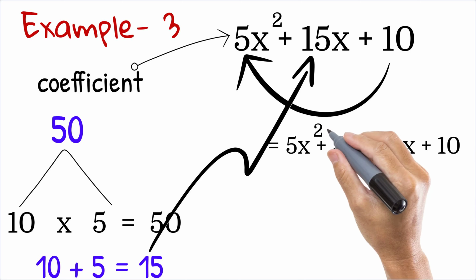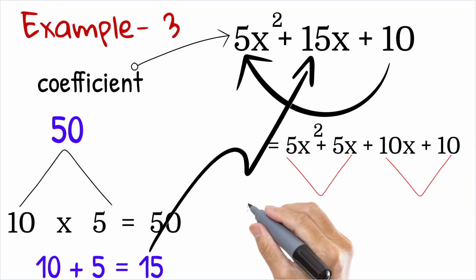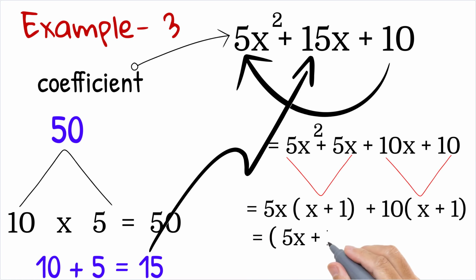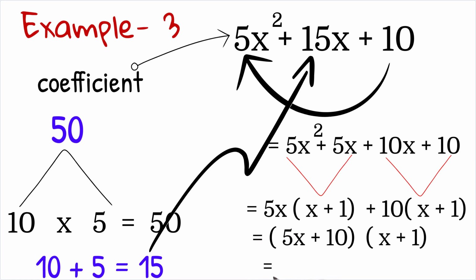Find the common factors 5x in the first two terms and 10 in last two terms. Now x plus 1 and 5 are common factor. Simplify. And the factors are 5 times x plus 2 and x plus 1.